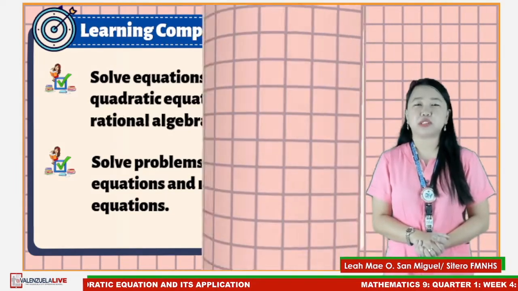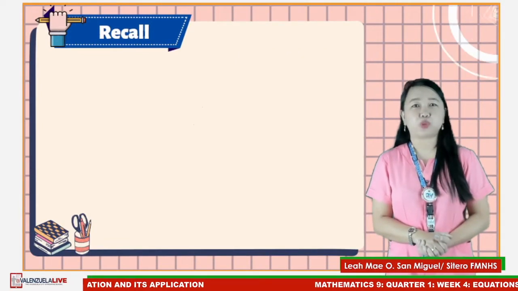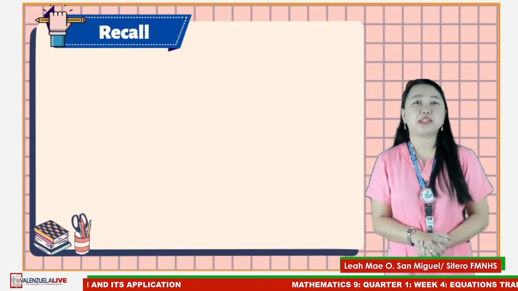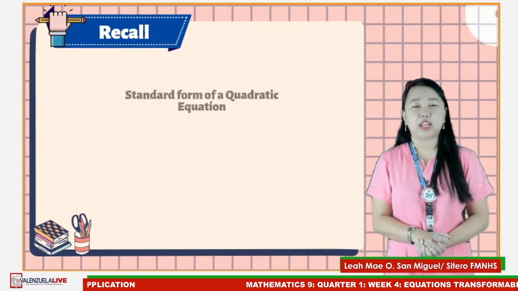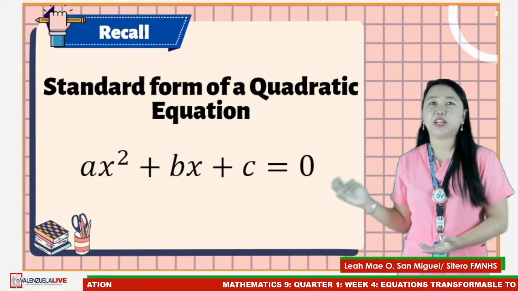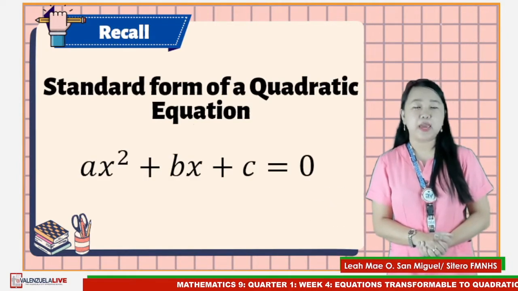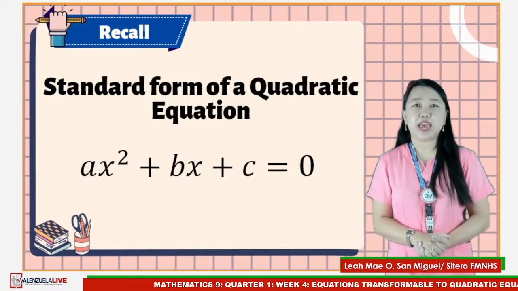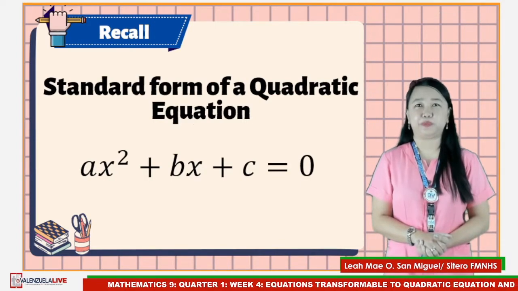In our previous discussion, your classroom discussion teacher and live streaming teacher taught you the standard form of quadratic equation. This is written in the form ax squared plus bx plus c is equal to 0, where a, b, and c are set of real numbers and a is not equal to 0.